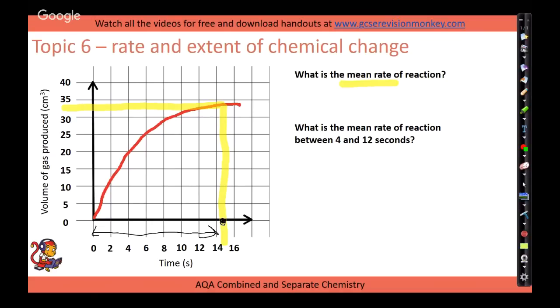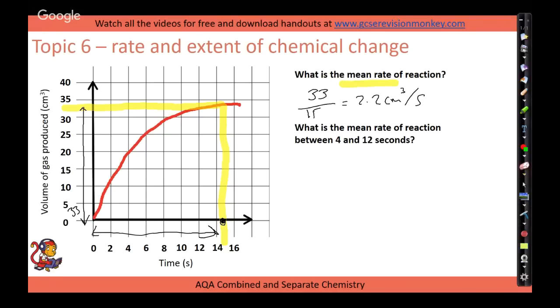And in that time, let's say it produced 33 centimeters cubed. To calculate the mean rate of reaction, we do the amount produced over time, which would give us 2.2 centimeters cubed per second. So the rate is the amount produced divided by time. They might ask you for the mean rate of reaction between 4 and 12 seconds.